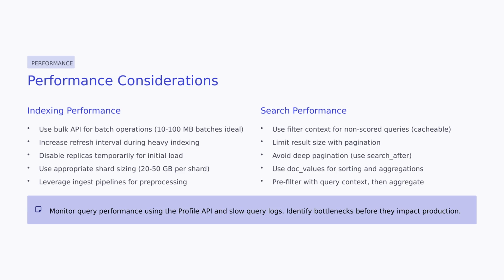Additionally, leverage ingest pipelines for pre-processing and utilize filter context for non-scored queries. Keep result sizes in check with pagination, avoid deep pagination, and employ doc_values for sorting and aggregations. Pre-filter with query context before aggregating, and monitor query performance using the Profile API and slow query logs to identify bottlenecks early. Stay ahead of the game and ensure smooth operations.